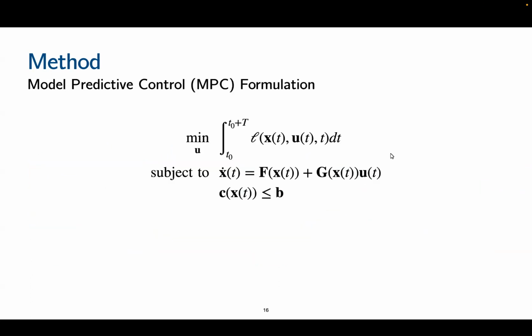The model predictive control formulation we use is as shown in this slide. The objective function is simply for task completion, while it's subject to an equality constraint for the system dynamics and the same safety constraints as the CBF needs to enforce.